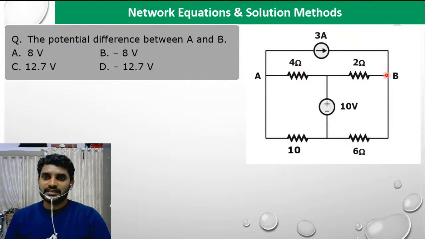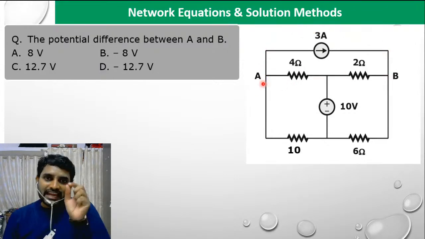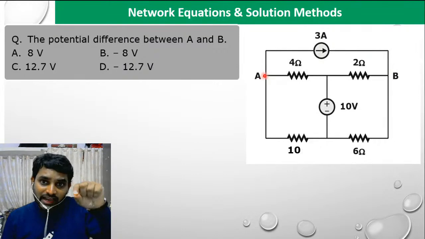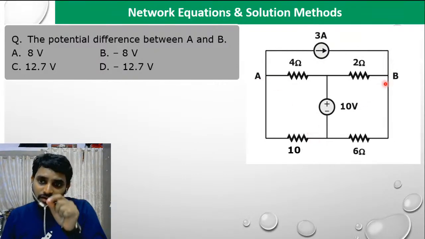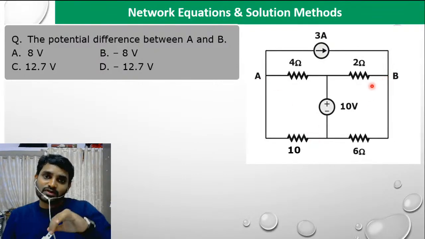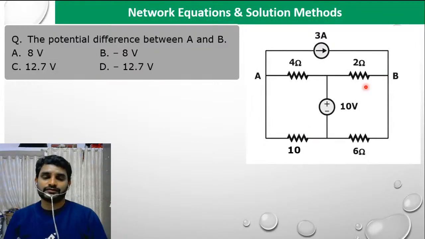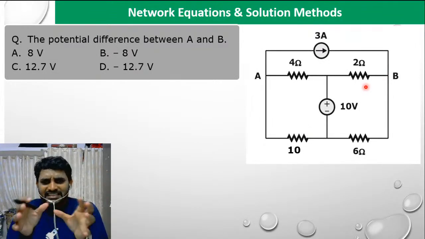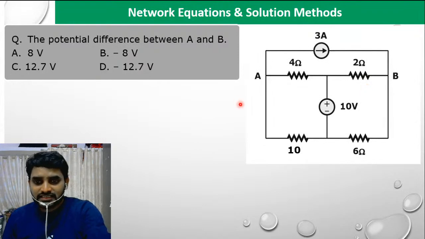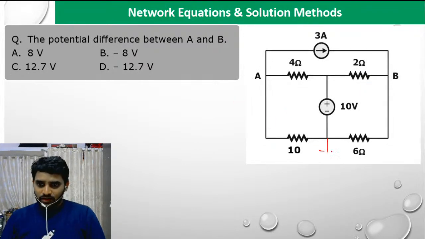A is here and B is here. The question is asking for the potential difference between the A terminal and the B terminal. If you are able to calculate the potential at point A with respect to ground, and the potential of point B with respect to ground, you can find the potential difference. Try to assign ground somewhere. I'm assigning ground here. This is my 0 volts potential.